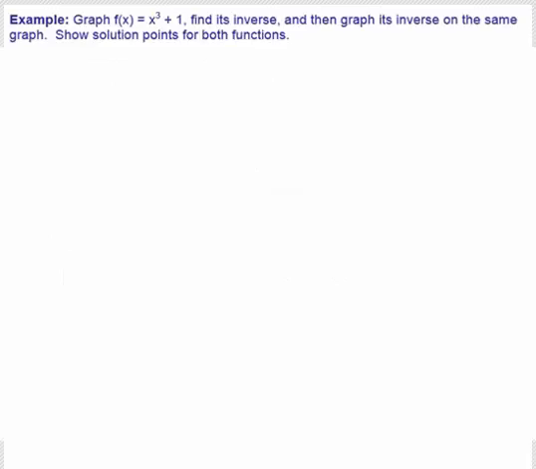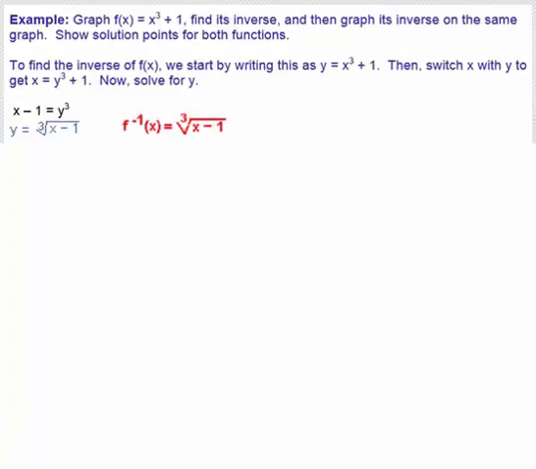We're going to start with the problem where we find the inverse of f of x equals x cubed plus 1, graph f of x and its inverse, and then show solution points for both of these functions in our graph. We start by finding the inverse function.